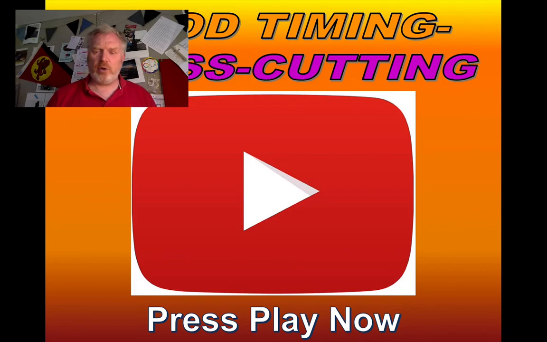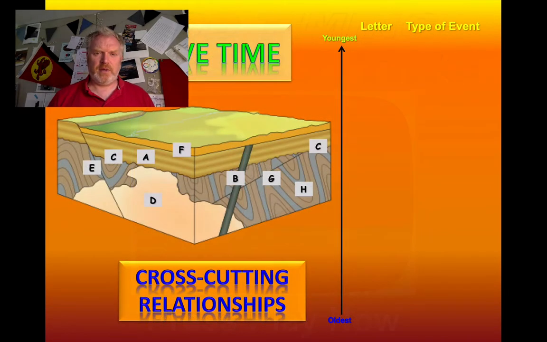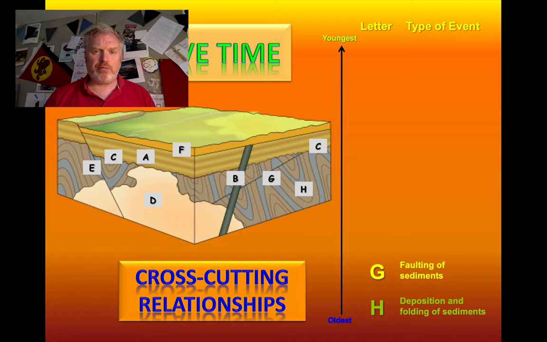Okay, let's have a look at what you've come up with. So this was the block diagram. We start at the bottom, and the oldest thing there is H, where we've got perhaps a series of sedimentary rocks that have been deposited and folded. They've been bent by pressure acting on the rock. The next thing then is G. G is a fault, it's a break in the rocks. And we know that G must be younger than H because that break has moved the rocks of H. So H had to exist before that fault.